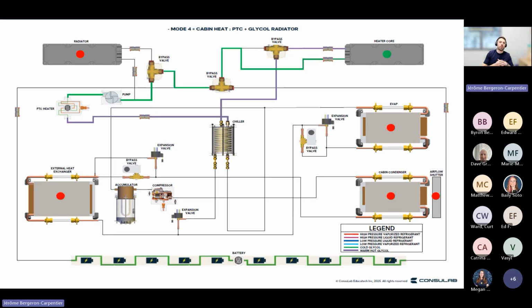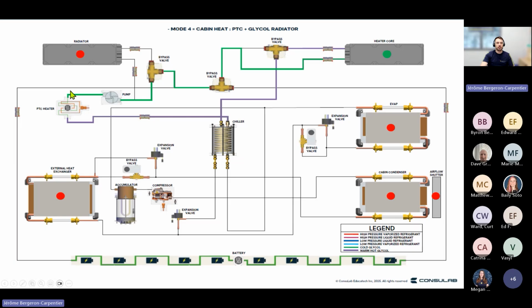Mode number 4. Now we're going to use only the glycol side, so the coolant side. Mode 4 is going to be warming up the cabin, but you know what? There is not enough heat outside the vehicle to be able to transfer to the cabin. So in that case, we can rely on the PTC heater.